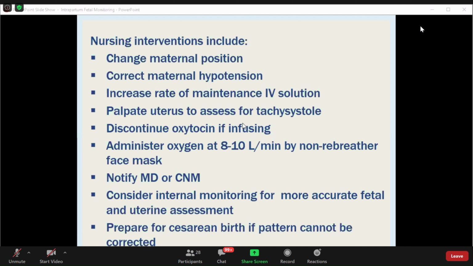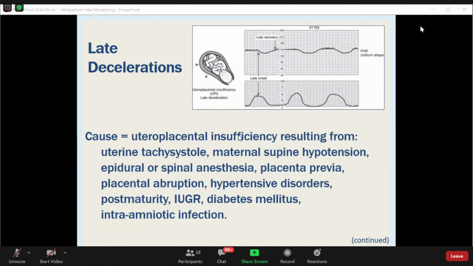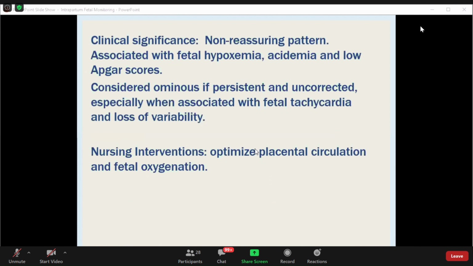Okay, so here's the thing, with a late deceleration, I want you to think about, it's caused by uteroplacental insufficiency, right? So your goal is to optimize placental circulation and fetal oxygenation. So everything you do is based on that, okay? So that's what you're thinking. So your first thing is put her in the left lateral, right?